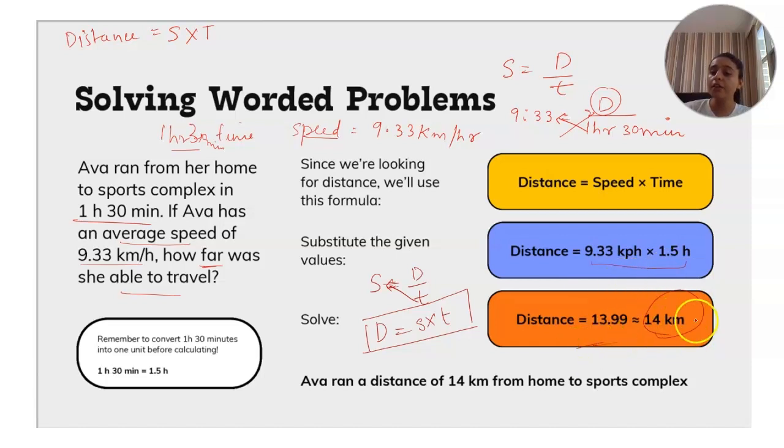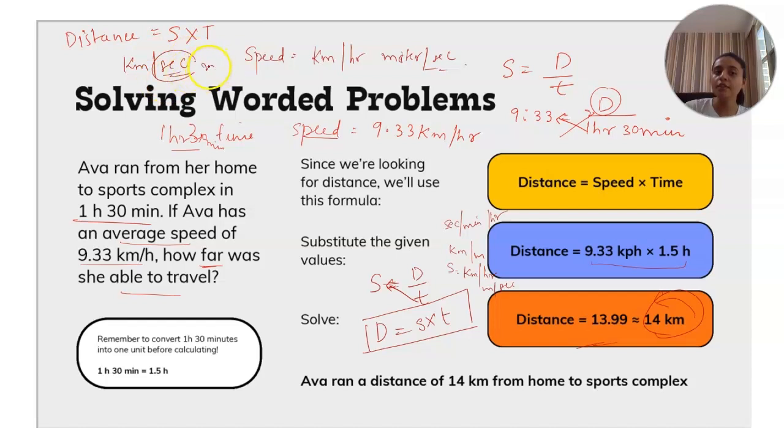So always remember the unit. You need to mention the unit with the answer always. Okay. When you're writing speed, there are two possibilities: kilometer per hour and meter per second. Okay. Do not write kilometer per second.